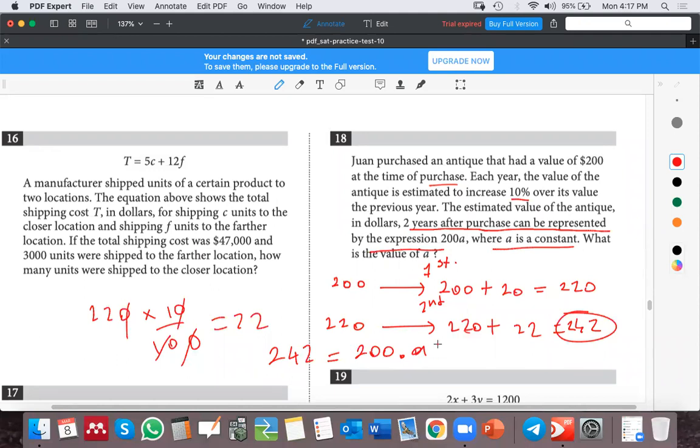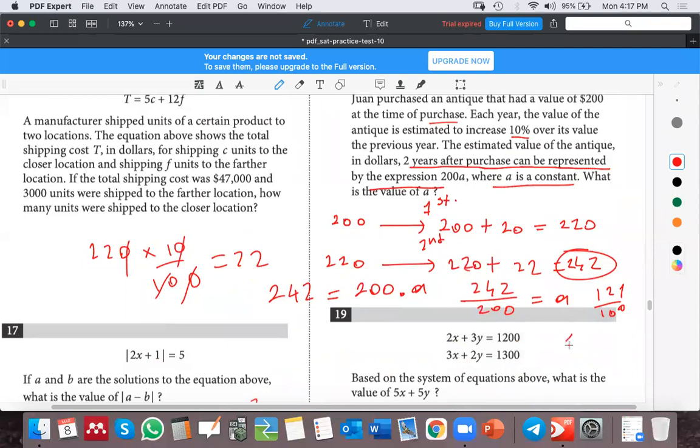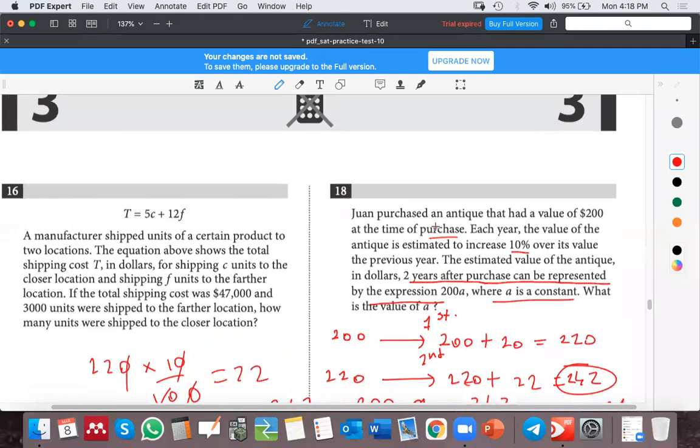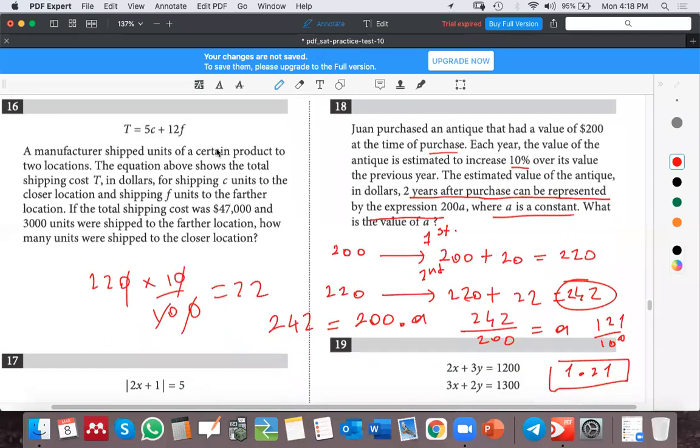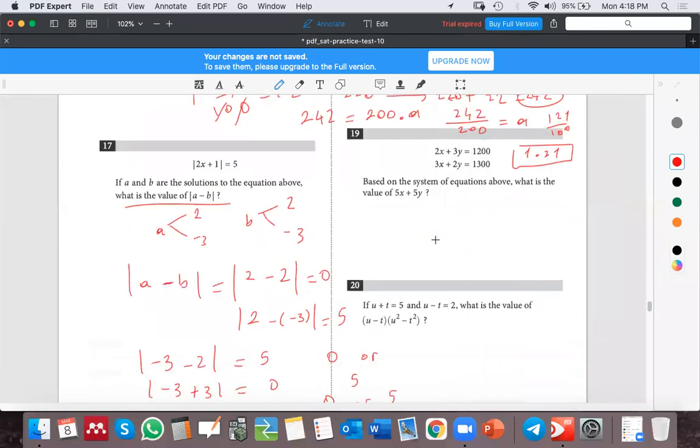What is the value of A? What is the A? So 242 divided by 200 is the A. Simplified, it will be 121 divided by 100, which is 1.21. This is the answer of the question, 1.21. That's it. The answer of the question is 1.21. I hope it is clear. There is a formula normally, you know, but I didn't want to use the formula directly. We did this by using this way.